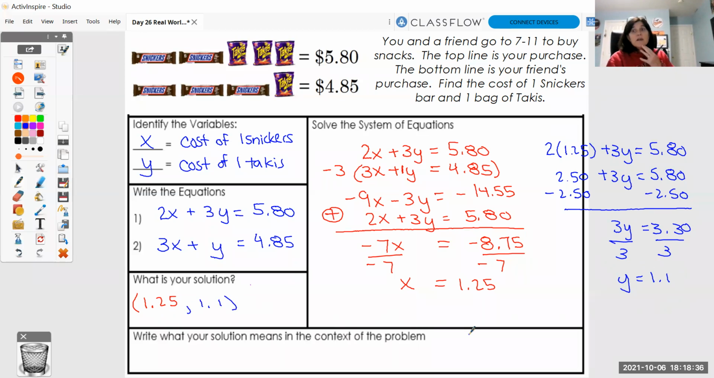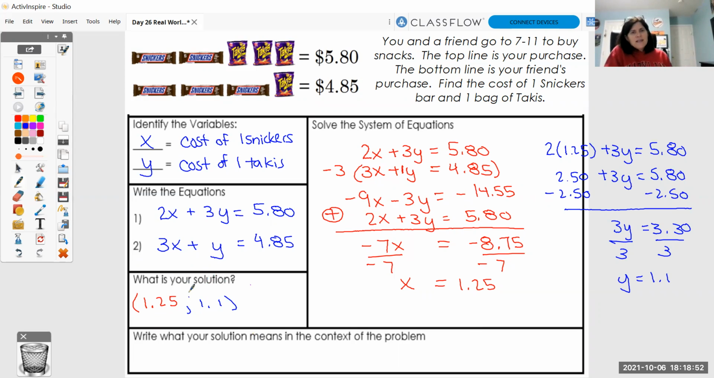So that's the solution. Now, yes, when we graph these, our solution is an ordered pair. It's where they intersect. But when we are looking at a word problem, there's actually a meaning there. It's not just an ordered pair. So what is the meaning?